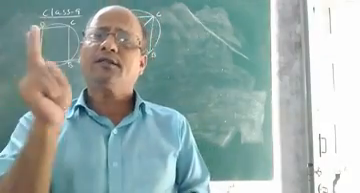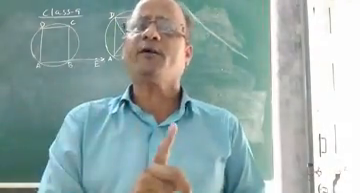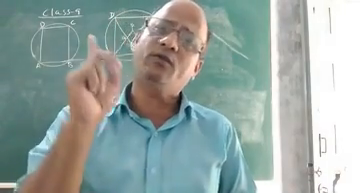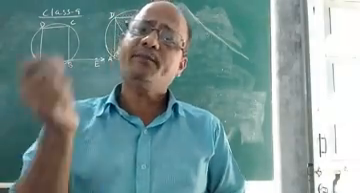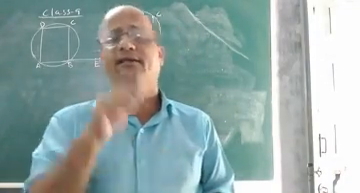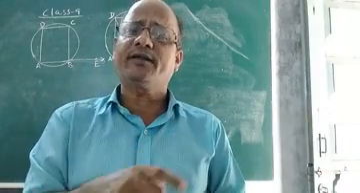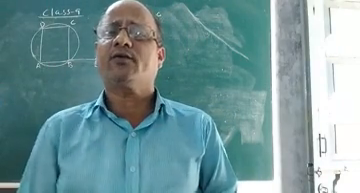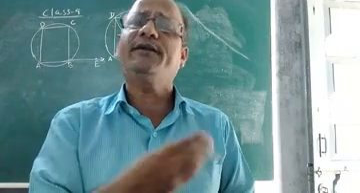Other than these two properties, the first property of cyclic quadrilateral is what? Each pair of opposite angles of a cyclic quadrilateral will be supplementary. And the second property is what? If each pair of opposite angles of a quadrilateral is supplementary, then it is a cyclic quadrilateral. Other than these two properties, what are the other properties of cyclic quadrilateral? Let us investigate and prove it geometrically.